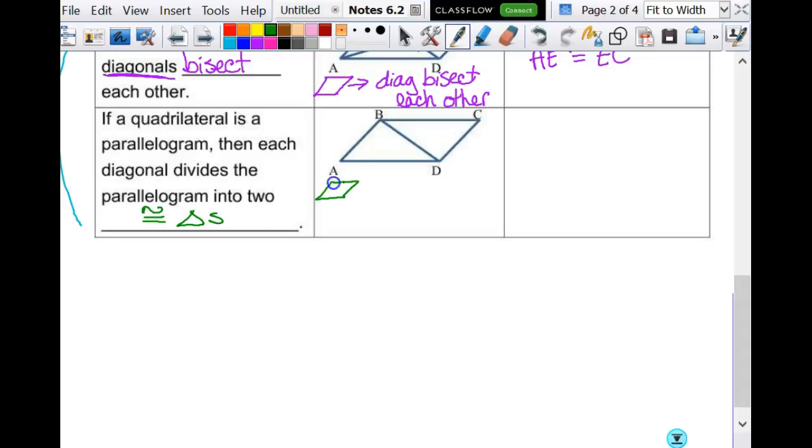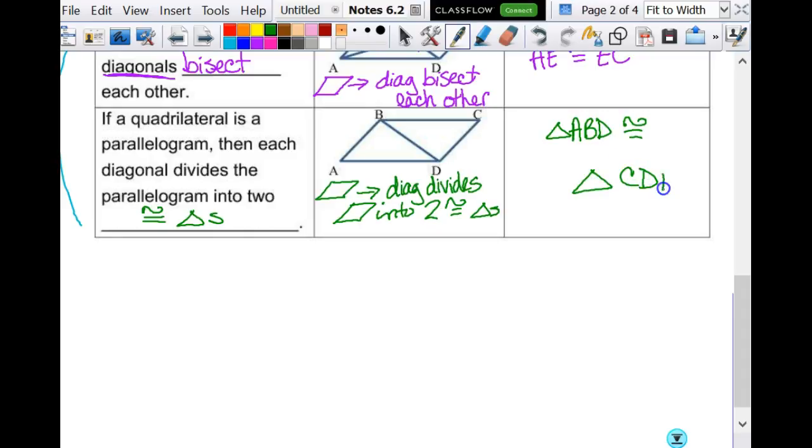This one really doesn't abbreviate very well. But if it's a parallelogram, then the diagonal divides the parallelogram into two congruent triangles. So that tells us then that triangle ABD is congruent to triangle CDE.